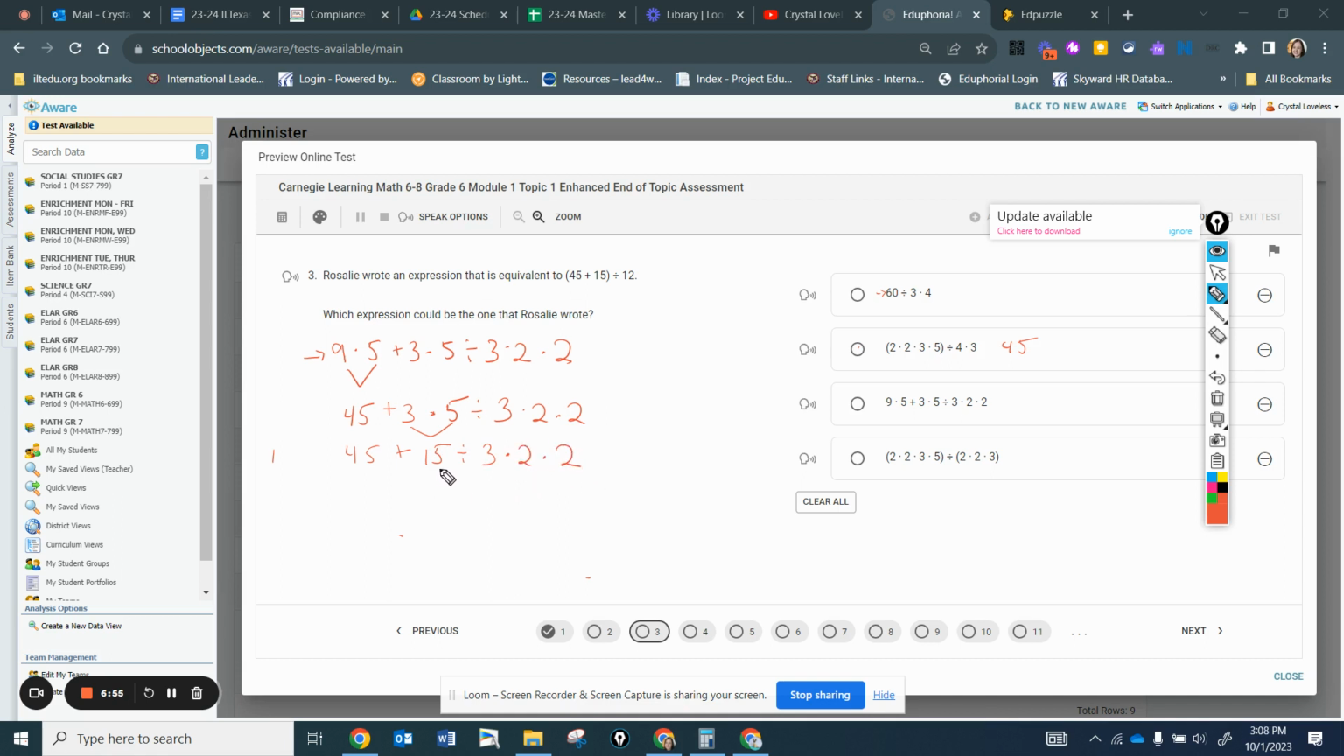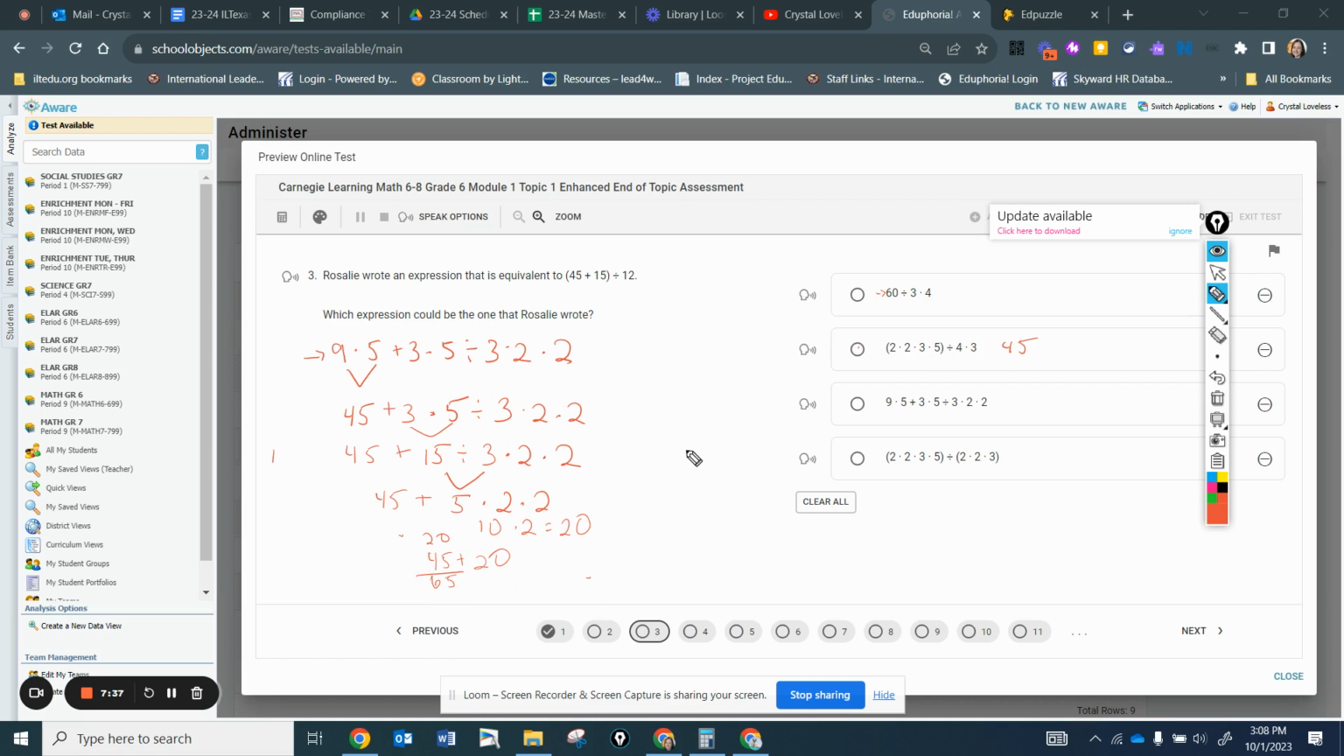Now I still have that plus, and it has to go last, so I can't do that yet. But divide and multiply come at the same time, so I have to start with the one that's nearest the front. And it's this one right here. 15 divided by 3 is 5. Times 2 times 2. Bring down my 45 plus. Now I've got to do the 5 times 2 times 2. 5 times 2 is 10. Times 2 is 20. So I'm left with 45 plus 20, which is 65. So far, no good. I don't have any of these that are the same.